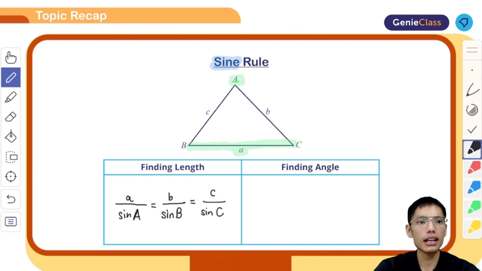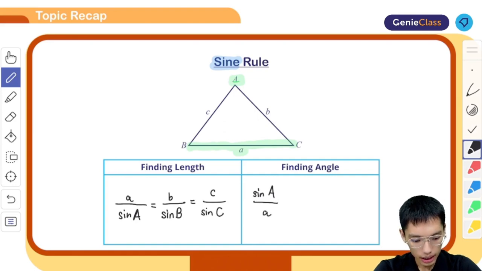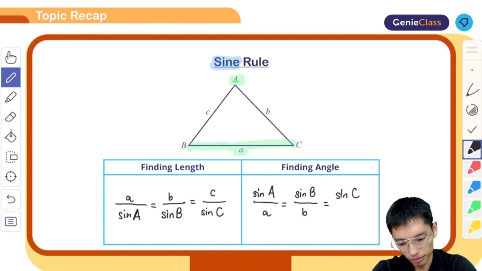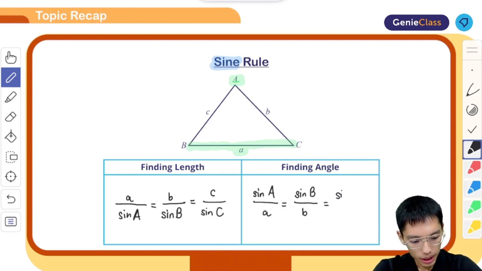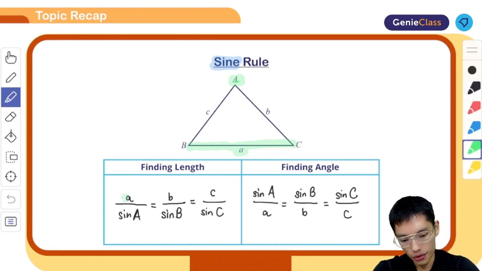Now if we want to find an angle, okay, actually the formula is the same because we're just flipping the fraction around. But why is finding angles written in this particular manner? Again, if we want to find something, it is usually better to put it at the numerator. Alright, so in this case, let's say I want to find the angle A. The angle A will be at the numerator.